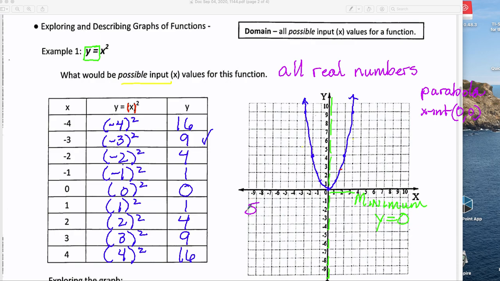It is symmetric. And the place where I can fold this in half is right here. And that is where x is equal to 0. That's my fold line.